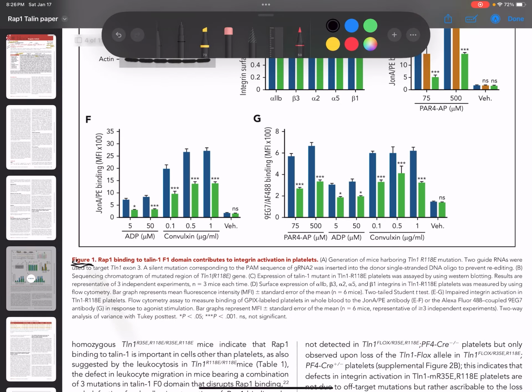This is a fantastic guide, the figure legend. So if we're looking at figure A, we would know that that is a generation of mice, to RNA. And again, you're probably going to have to look this up if you're not familiar with it. It's going to be frustrating. It's going to be slow.